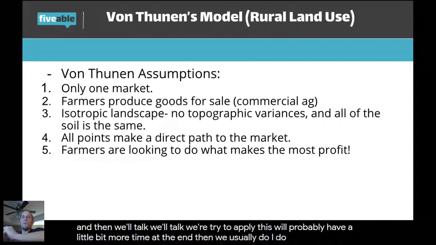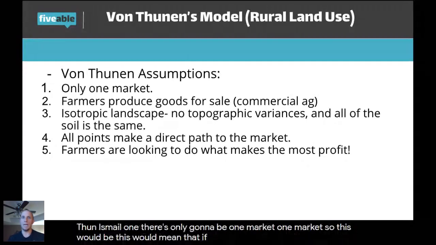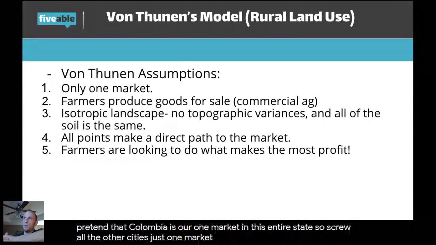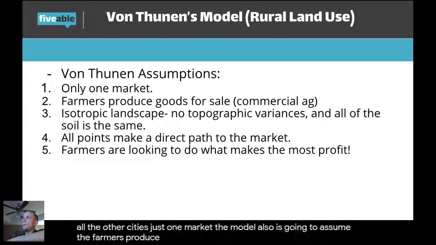Von Thunen's model. One, there's only going to be one market. So this would mean that if I live in South Carolina, our capital city is Columbia. So let's pretend that Columbia is our one market in this entire state. So forget all the other cities, just one market. The model also is going to assume that farmers produce goods for sale. All right, so we're looking at commercial agriculture. I've already mentioned that earlier.